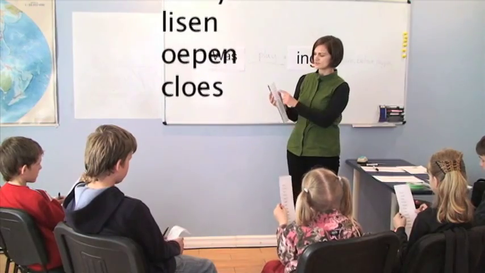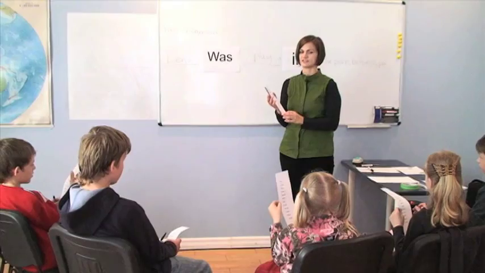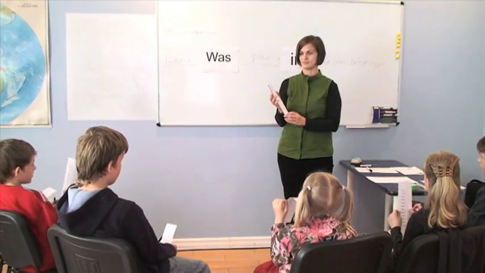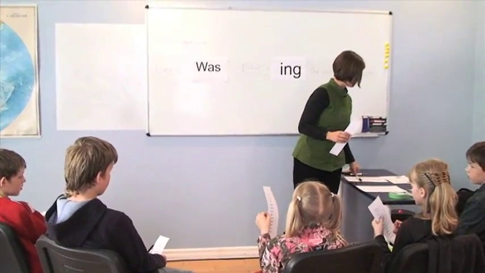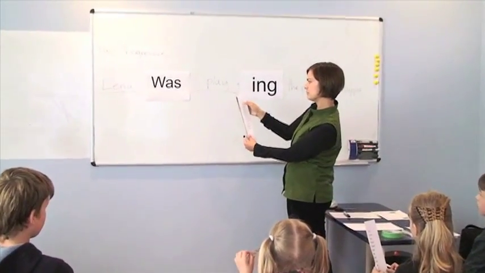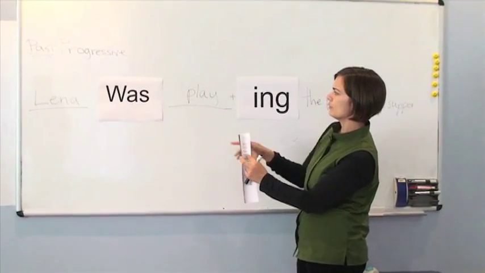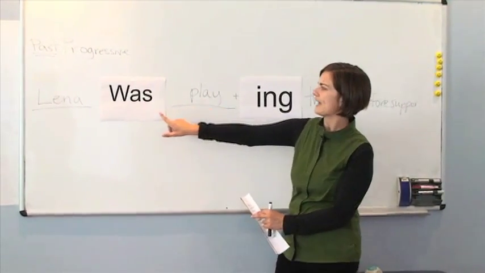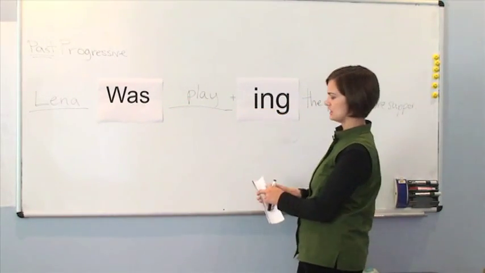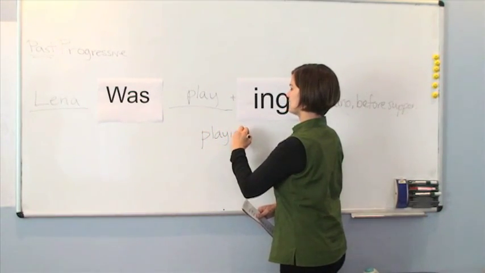Now, you notice there's a star beside some of those ones. The reason that there's a star is because they're irregular. They don't follow the regular pattern. So we're going to do some extra help on those ones. But look at what our form is. For example, do we have play on here somewhere? Yeah. We do. What is the form with a regular verb? We add was, play plus ing to equal playing.